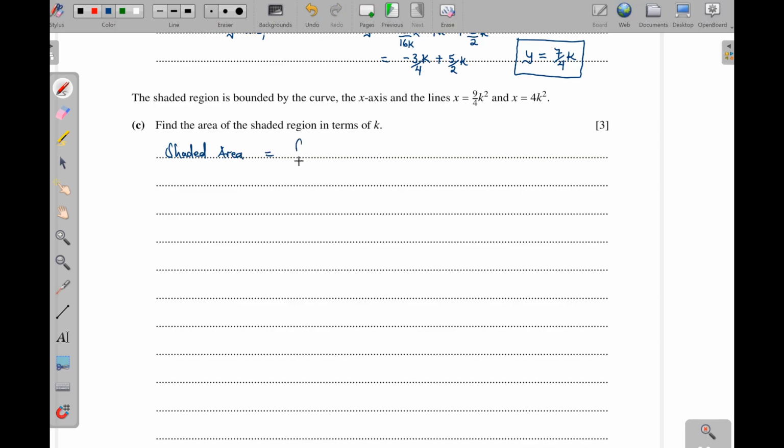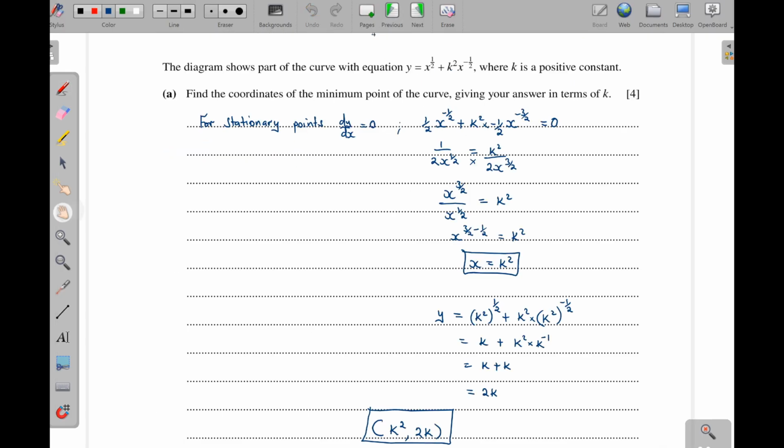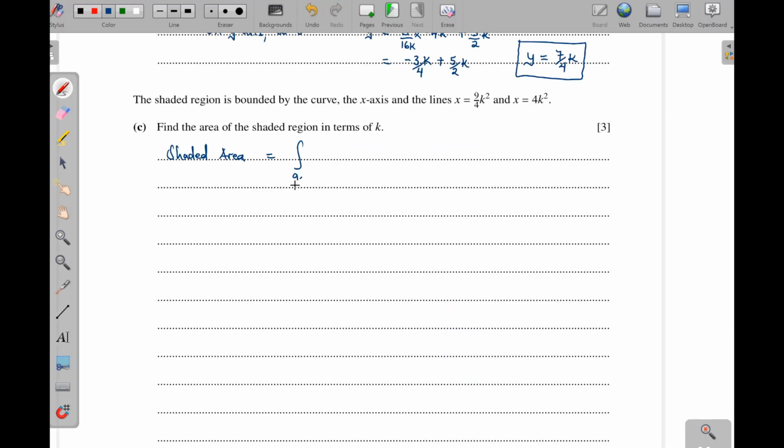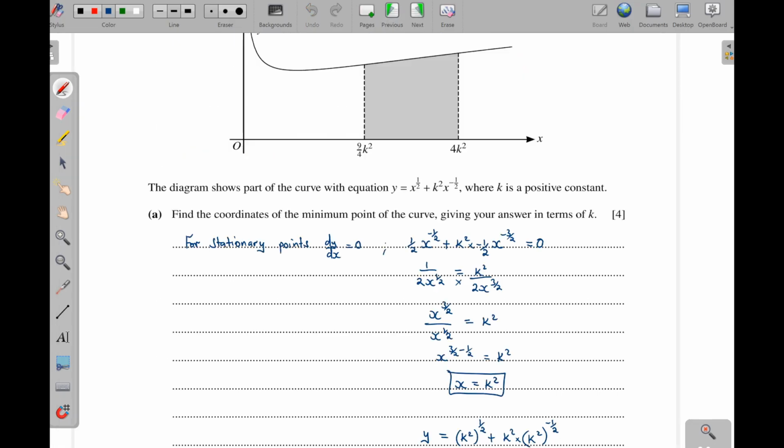So it is going to be the integral from these 2 points. Even when you check here, we are integrating from here then to here. Those are the limits. So we shall have 9 over 4 k squared, then to 4k squared, and then the equation of the curve here is this one here.